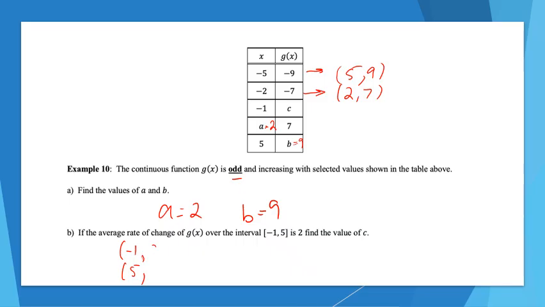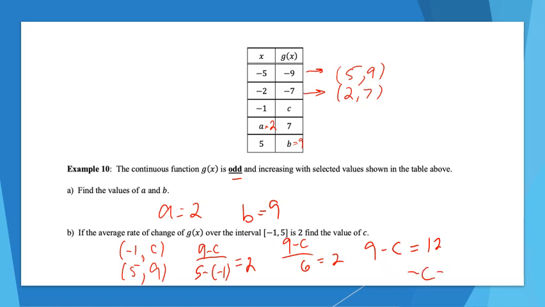So our coordinates are (-1, c) and (5, 9), given from part a. Plug it into the slope formula. So (9 - c) over (5 - (-1)), and this slope is equal to 2. This should be (9 - c) over 6 equals 2. 9 - c equals 12, multiplying both sides by 6. I would subtract 9 from both sides. So -c equals 3, and so c equals -3, and that should be our answer there.